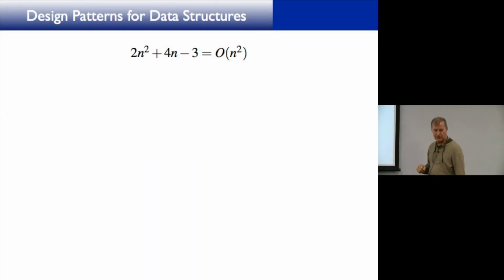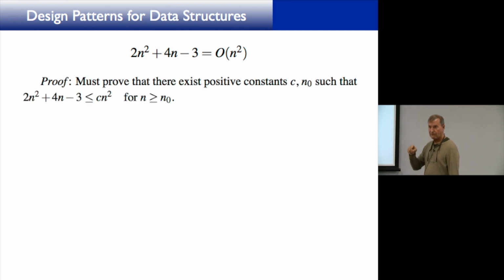How about 2n squared plus 4n minus 3 is big O of n squared? Now, what do we have to write down first? There exist positive constants c and n naught such that 2n squared plus 4n minus 3 is less than or equal to cn squared for n greater than or equal to n naught.